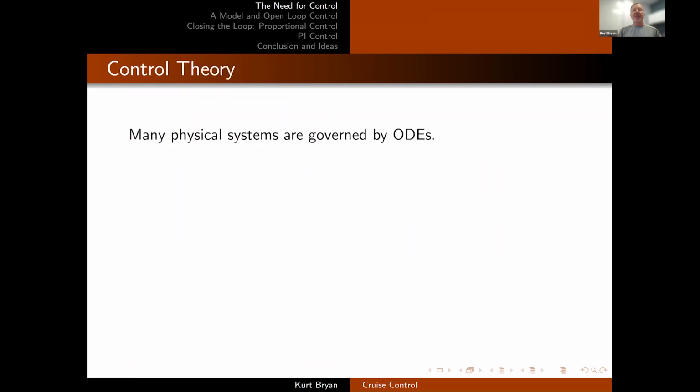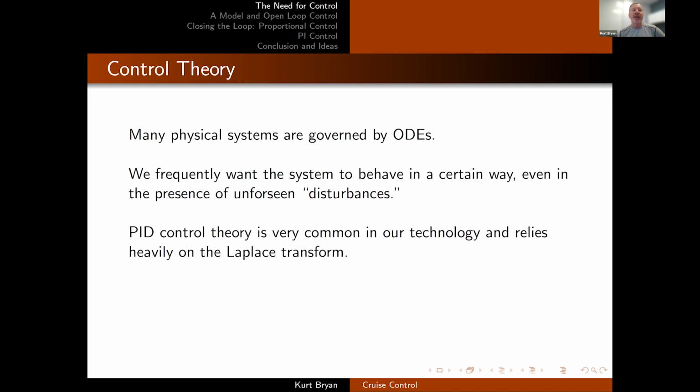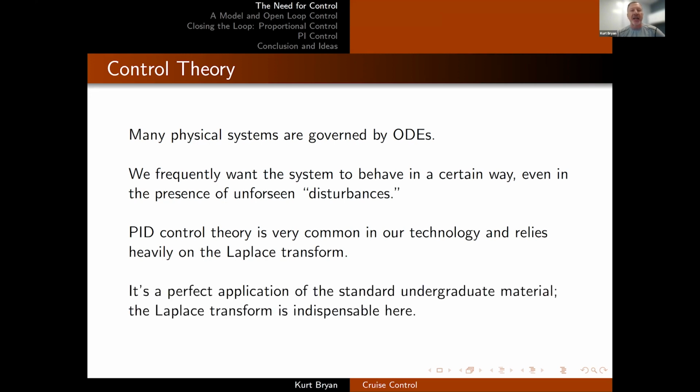So now we're going to model the situation with an ODE. It's a simple wind resistance ODE. And many other physical systems are governed by ODEs. And the goal in many cases is to control the system. The whole point of modeling the system is to control it and drive it to some desired behavior, or make the system behave intelligently in the presence of what control people call disturbances: a hill, a headwind, a tailwind. And PID control is a very common control technique in our technology, and it relies heavily on the Laplace transform. So I really like this as a way to give the students something cool to do with Laplace transforms.